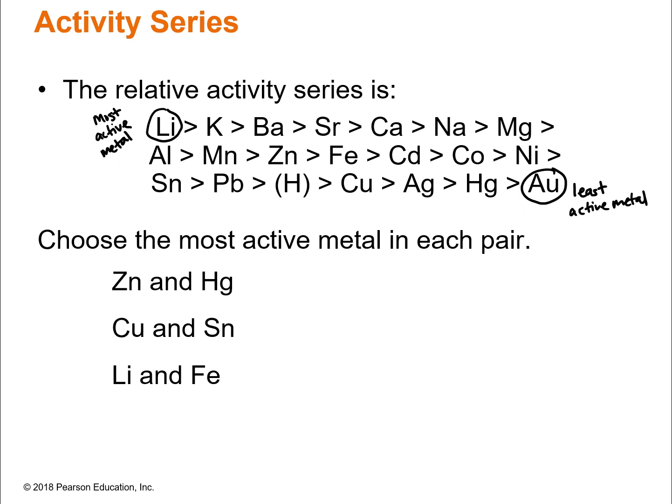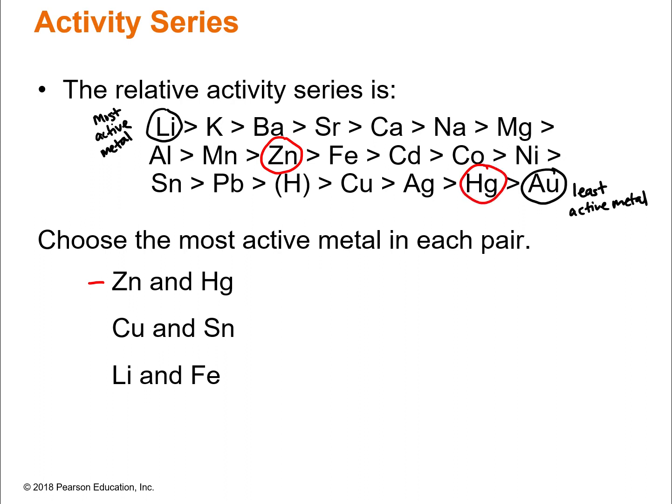What you use this for is to determine whether a single replacement reaction will occur. You have 2 different metals in this reaction. Will one of them replace the other in a solution? So let's say that I have zinc and I have mercury. Which one is more active? I'll use red here. You find zinc, you find mercury.